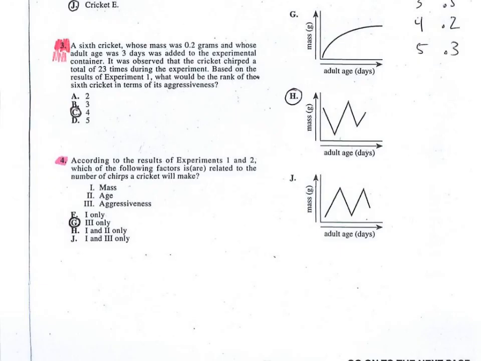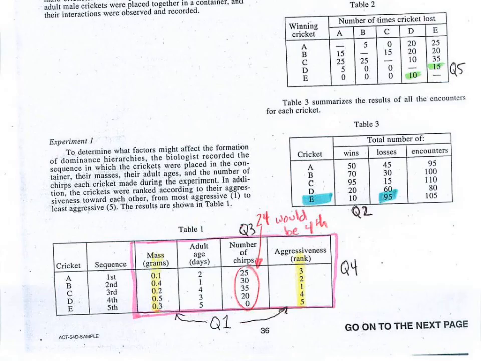For question number 4, the answer is G. Again, looking back at table number 1, we can see that there is no correlation between the mass or age and the number of chirps that is made. However, as aggressiveness increases, the number of chirps decreases. So only 3 aggressiveness is a factor.